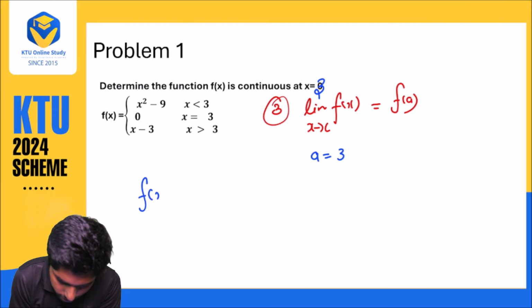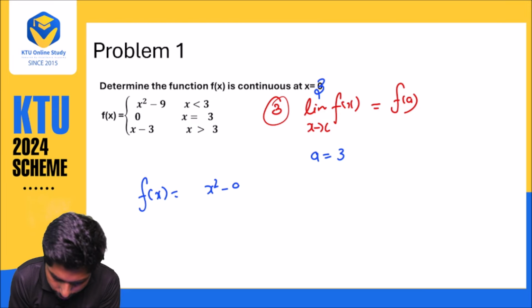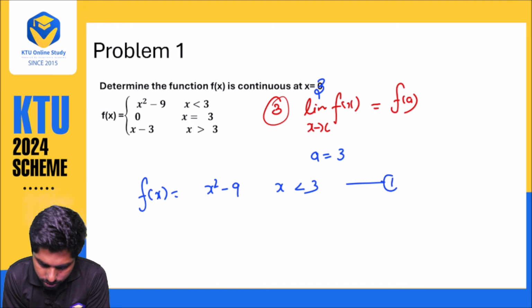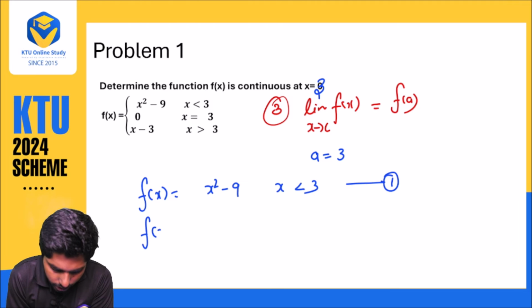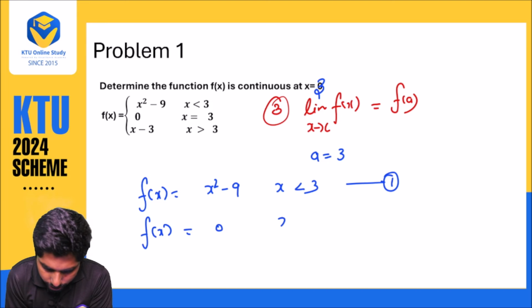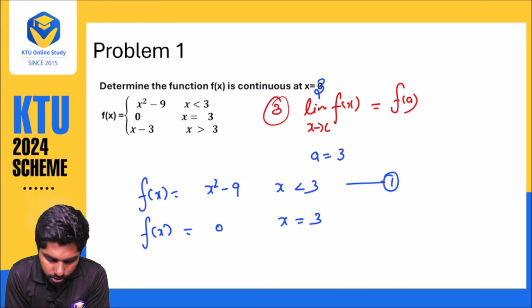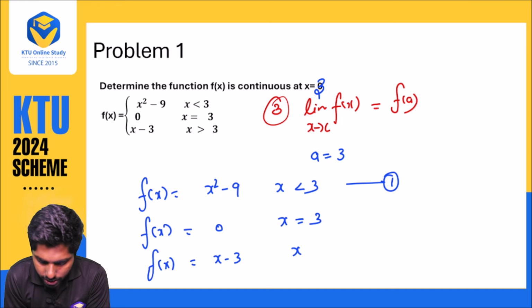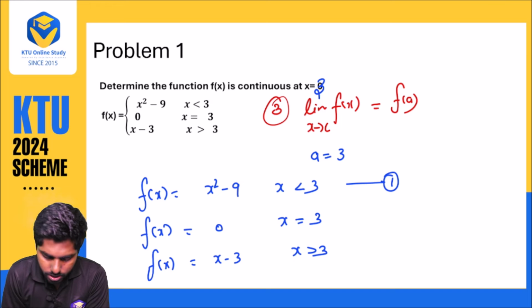When f of x is equal to x square minus 9 when x is less than 3, this is the first condition they have given. And the second thing they have given, f of x is equal to 0 when x is equal to 3. And the third thing they have given, f of x is equal to x minus 3 when x is greater than 3. That means draw a line.